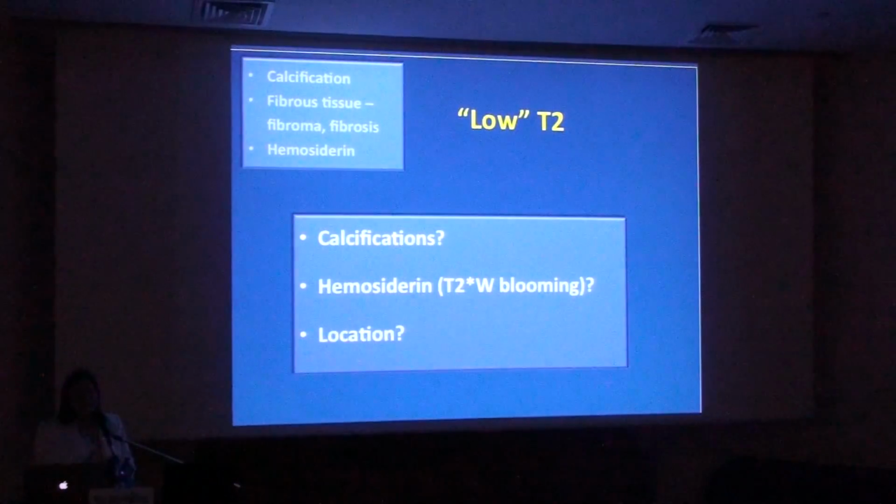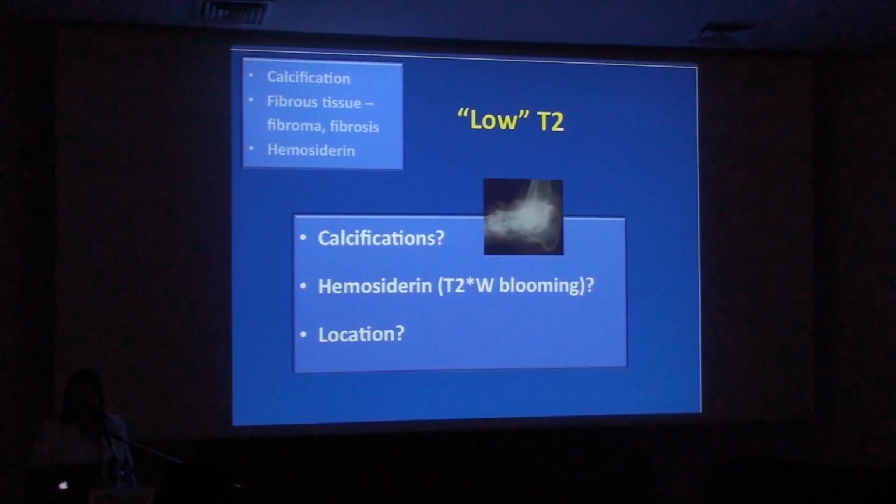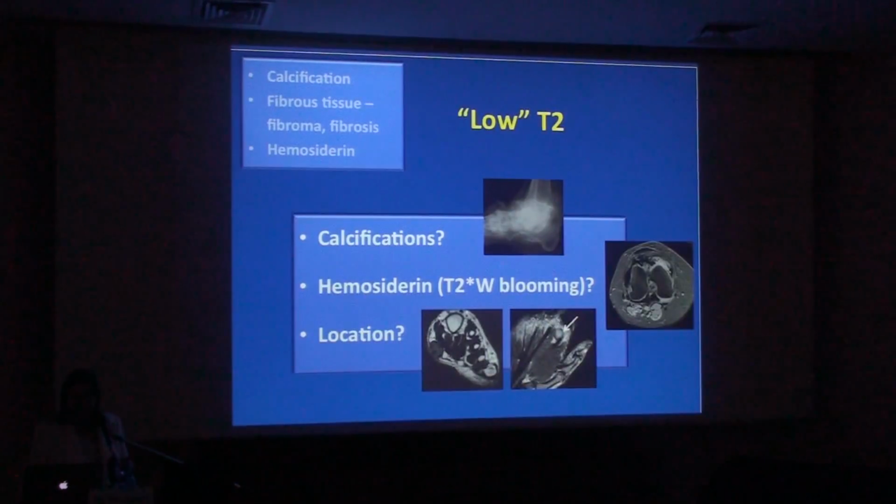All right, so in terms of our subset of lesions that are low or hypointense or dark on T2 weighted images: calcification, fibrous tissue, and hemosiderin. And what are the questions we're going to ask? We'll look to see if there are any calcifications on radiographs. We'll look to see if there's any of this T2 star weighted blooming effect, understanding that it's really related to how much hemosiderin has been deposited. And we'll also think about the location of a lesion. The low signal plantar fibroma we saw in association with the plantar fascia.